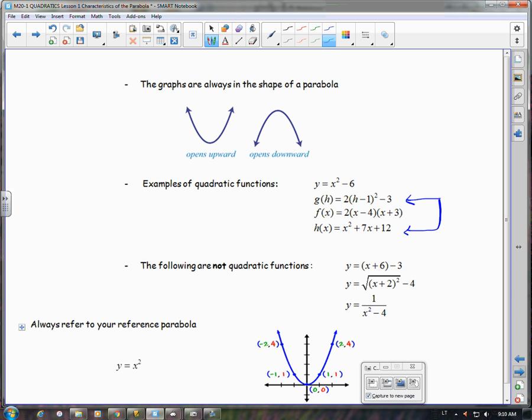Right? Just square the binomial, distribute the 2 through there, simplify, right? So we're going to look at converting back and forth between those forms. And then f of x there, of course, is our factored form.